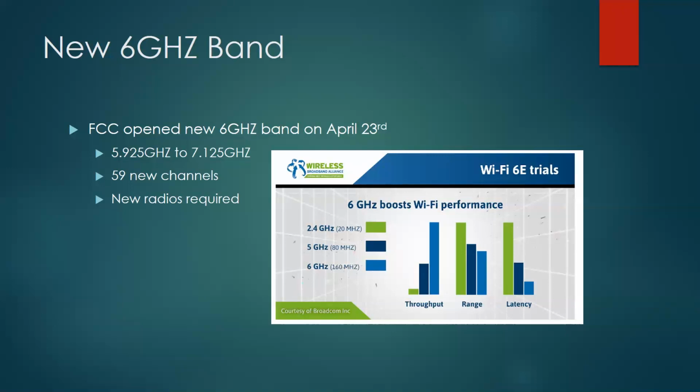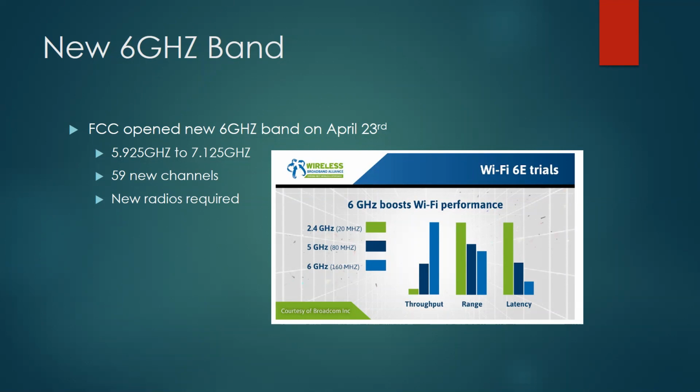Just a quick little picture on there, and you can see the channel sizes. A 2.4 gigahertz channel is usually 20 megahertz. A 5 gigahertz channel is technically 80, though they really don't recommend it. Usually they're like 40. And then 6 gigahertz can go all the way up to a 160 megahertz channel. So big wide channels if you want them, and they have the throughput, range and latency there too. A massive improvement in throughput. You're going to be getting a lot more data going through there.